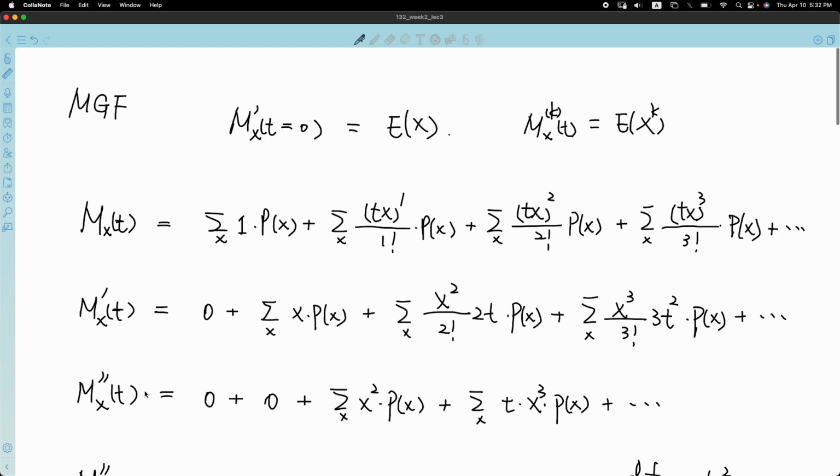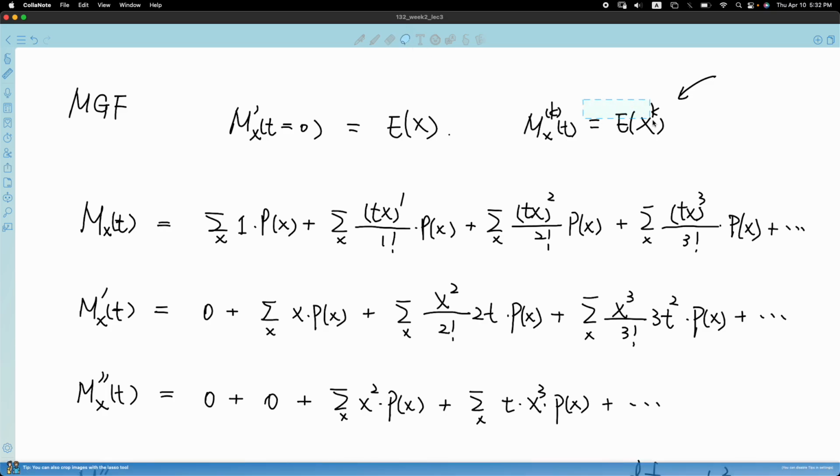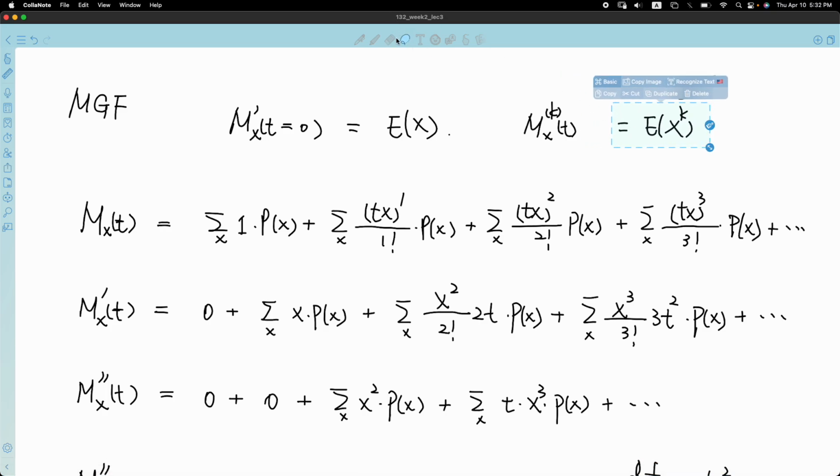Let me just emphasize again, this is the result that we talk about. If you want the kth moment, just take the kth order derivative and then set t equal to 0. I think here I should be more precise. This should be when t equal to 0. So here we show that the 1st order derivative at t equal to 0 is the 1st moment, then the 2nd moment, and if you want a kth moment, just keep taking derivatives. Any question or comments?